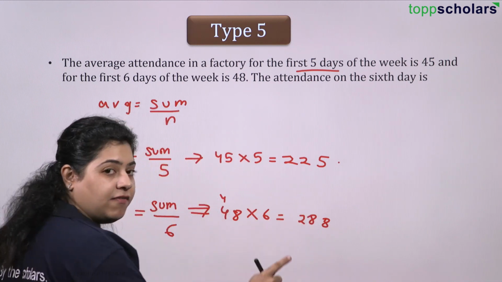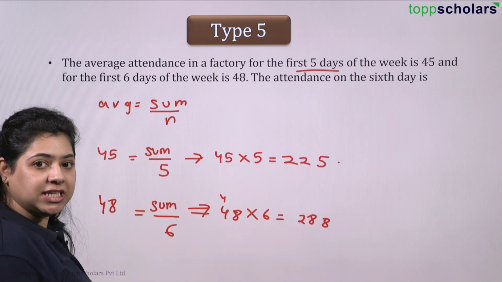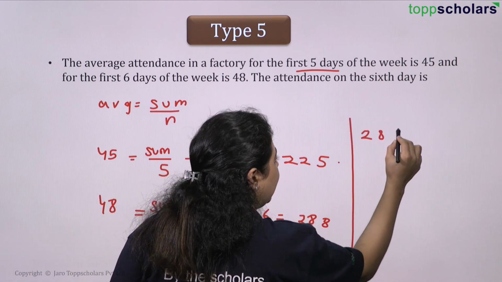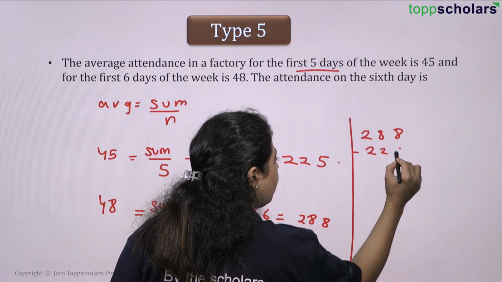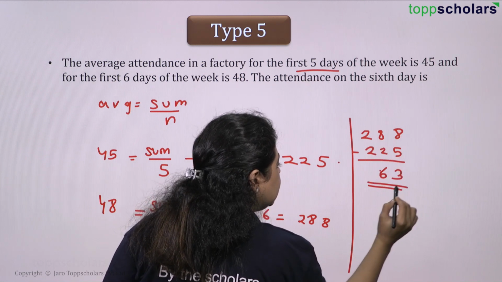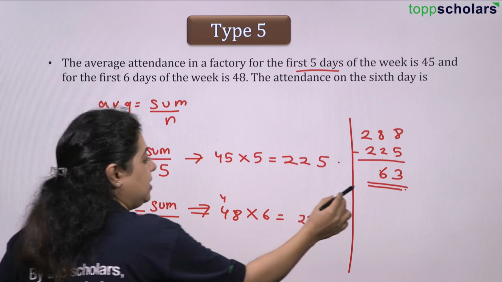Now, the difference between 288 and 225 will be the attendance of the 6th day, is what we understand. So 288 minus 225, if we do, we get 63. So 63 is the attendance of the 6th day. So 63 becomes the answer.